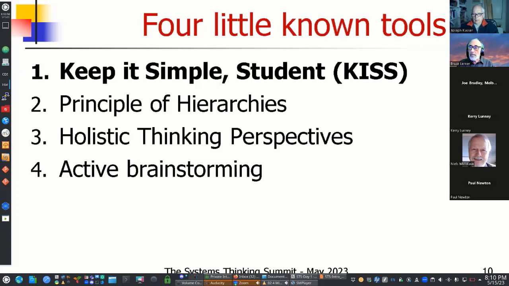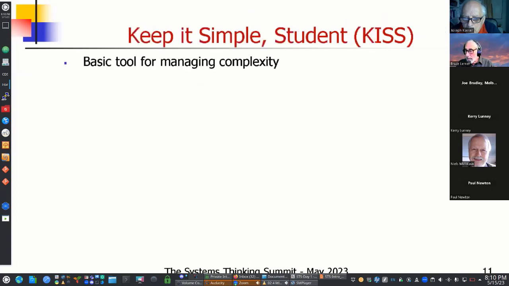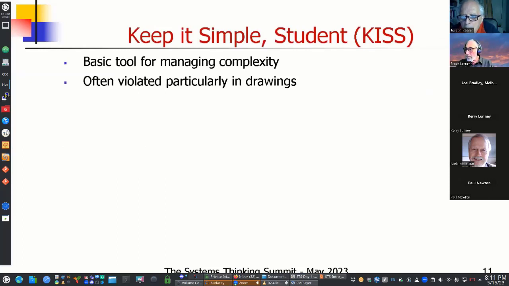The first one is keep it simple, student. The second one is the principle of hierarchies. It's been used for thousands of years to manage complexity. And then 2 I developed called holistic thinking perspectives and active brainstorming. Keep it simple, student is a basic tool for managing complexity, but it's often violated, particularly in drawings, and I'll show you an example in a moment.